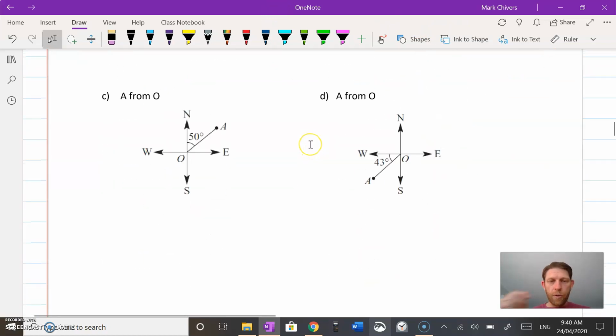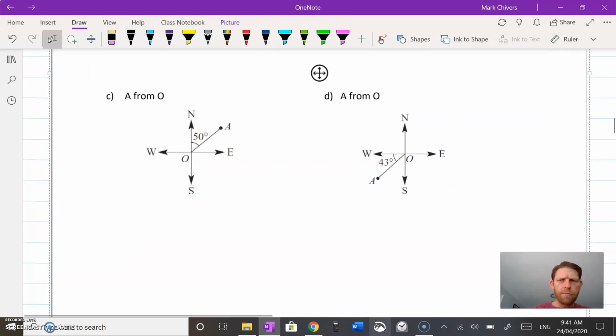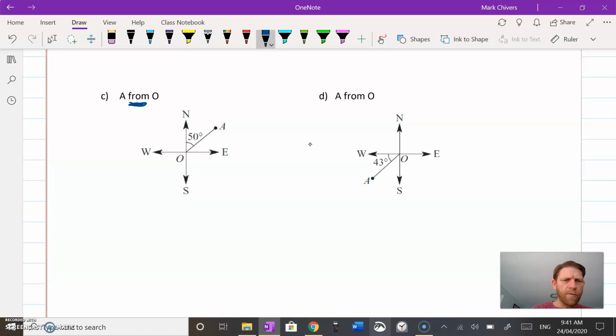Now, really important in compass questions is the word from. Really heavily important is the word from. So it's always important that we understand where we're getting our bearings from and to. Read the question, read the question, read the question.